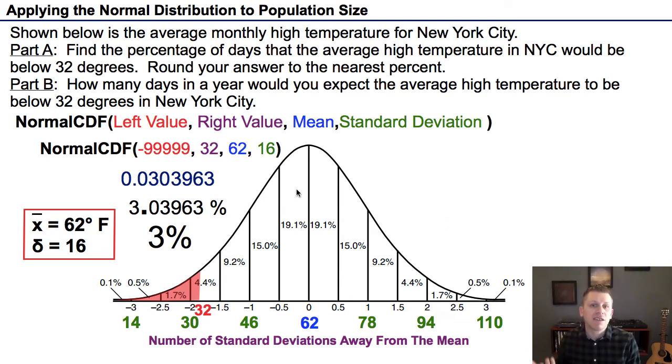Now we want to apply this to the population. In this part, our population is the number of days. We want to know how many days in a year you would expect the average high temperature to be below 32 degrees in New York City.